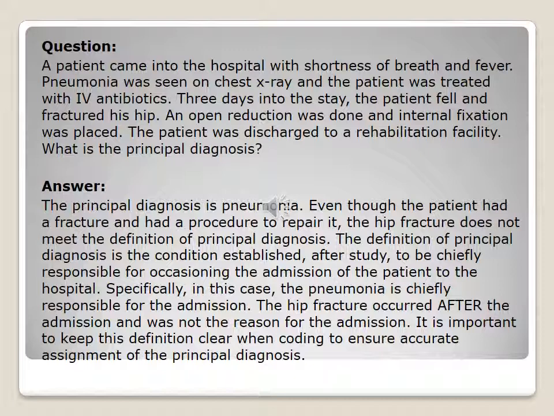It's important to keep the definition clear when coding to ensure accurate assignment of the diagnosis.